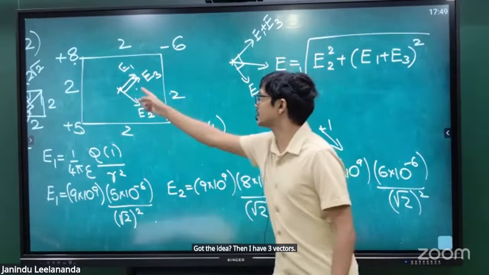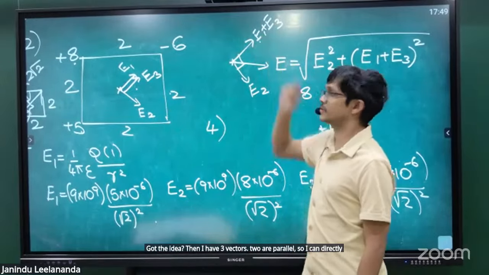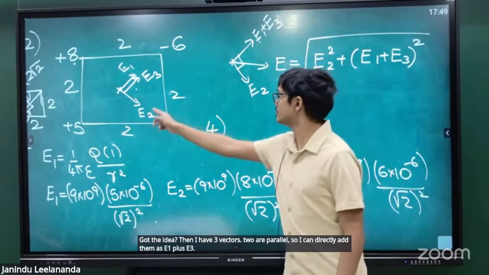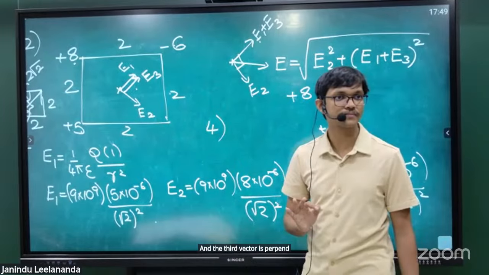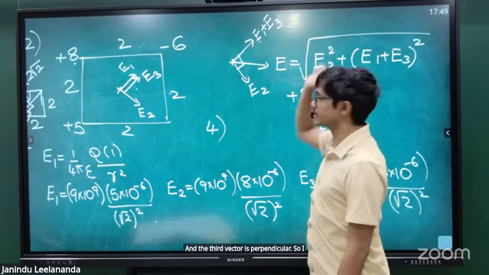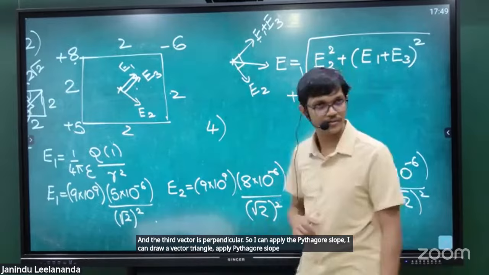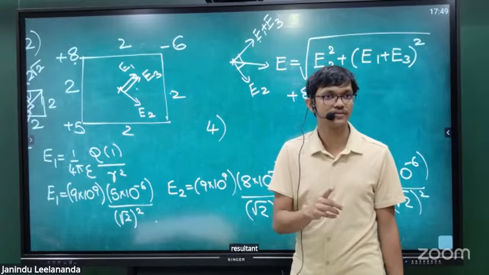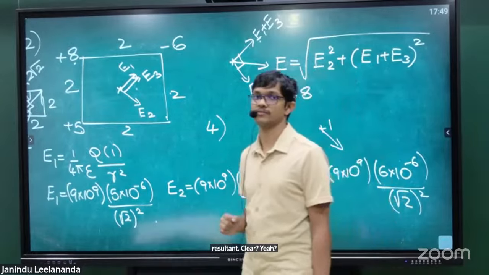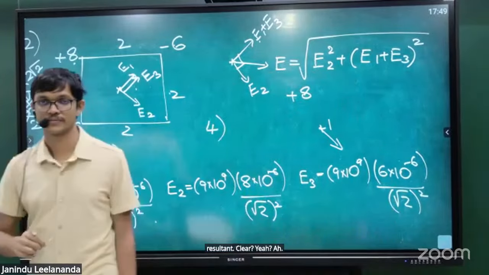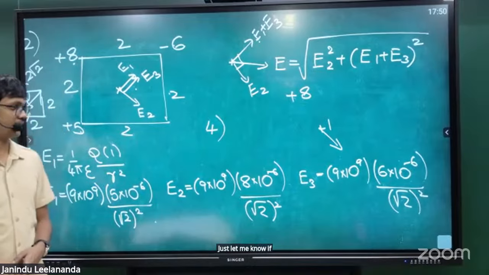Then I have three vectors. Two are parallel, so I can directly add them as E1 plus E3. And the third vector is perpendicular, so I can apply the Pythagoras law. I can draw a vector triangle, apply Pythagoras law, and get the resultant. Clear? Just let me know if there's any other issues.